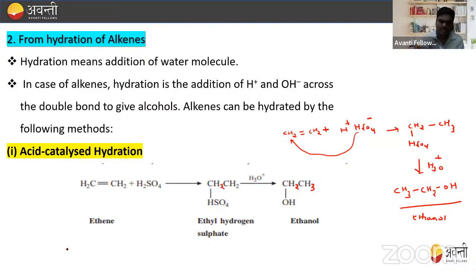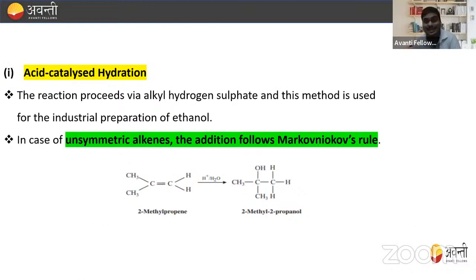Now, the next is acid catalyzed hydration. So what is acid catalyzed hydration? Basically the reaction proceeds via the alkyl hydrogen sulfate, and this method is used for the industrial preparation of ethanol. In the case of an unsymmetrical alkene, the addition follows Markovnikov's rule.